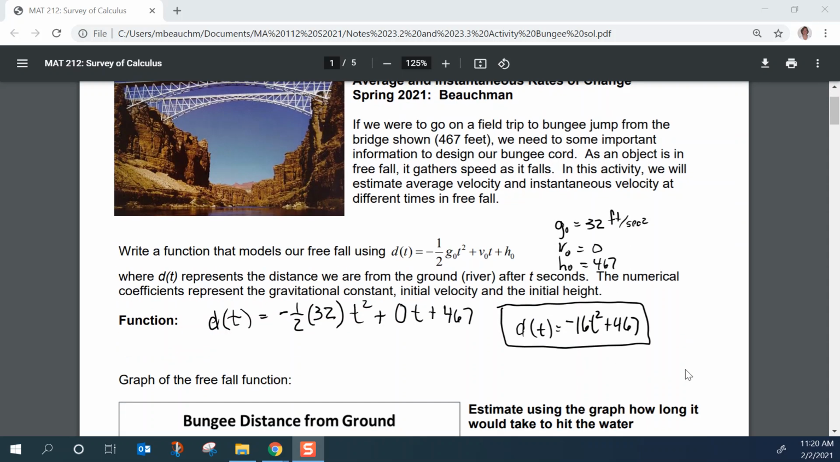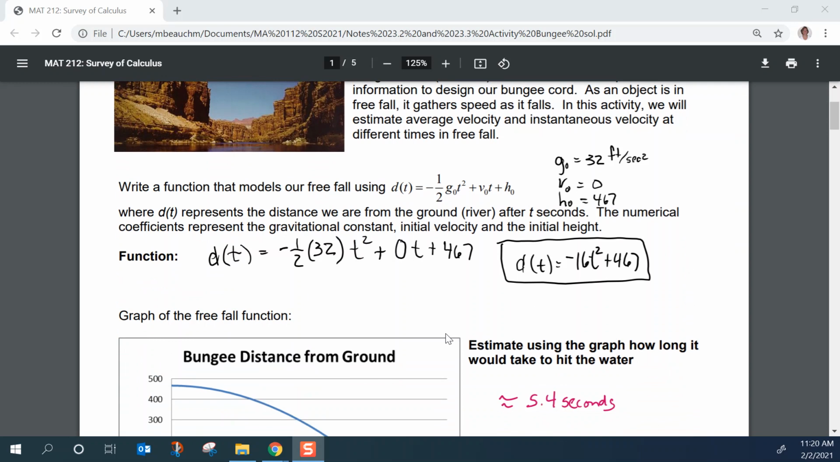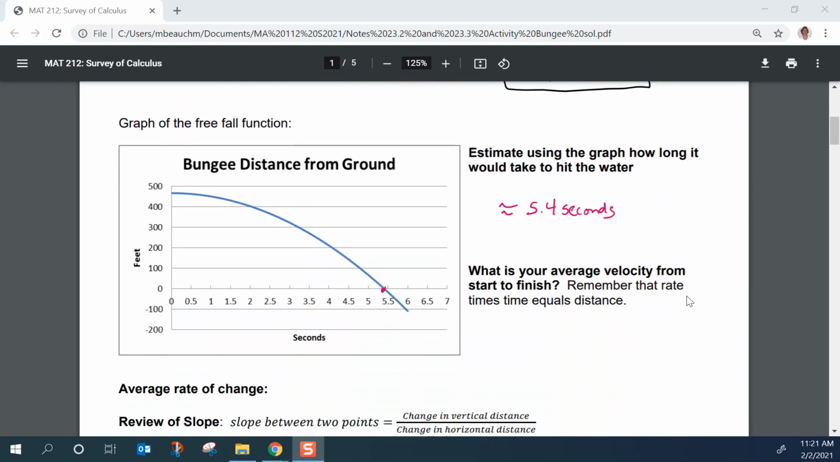So the function that represents the distance we are from the ground or the river after t seconds is d of t is equal to negative 1/2 times 32 t squared plus 0t plus 467. Simplifying, we get d of t equals negative 16 t squared plus 467. So the graph of the free fall function is shown below. Estimate using the graph how long it would take to hit the water.